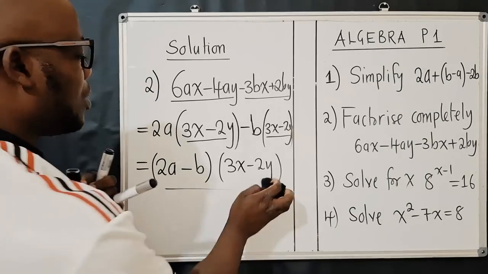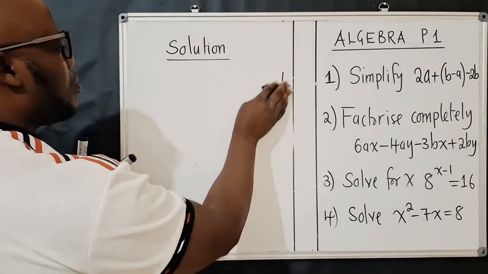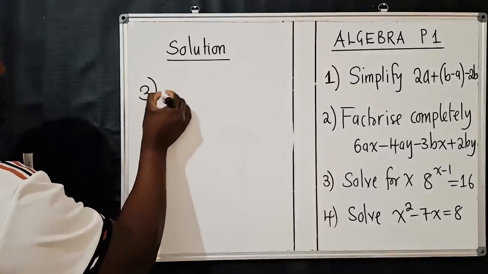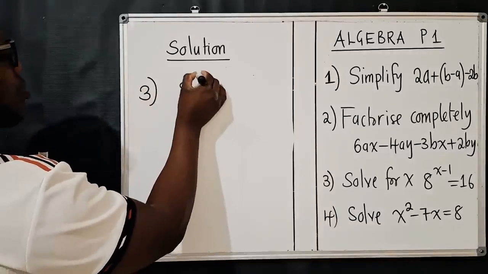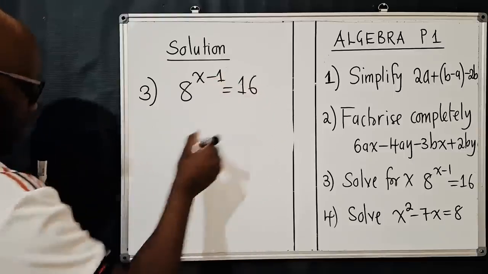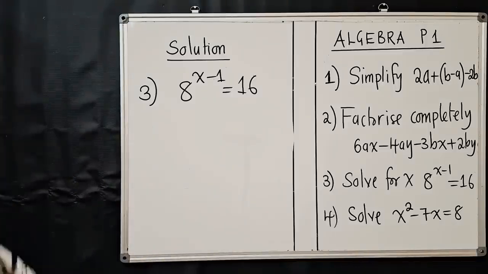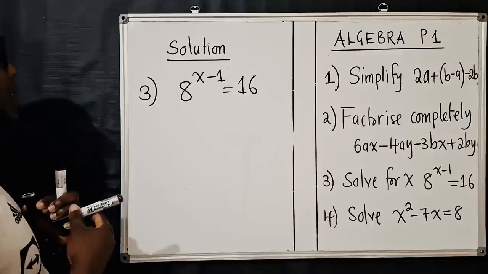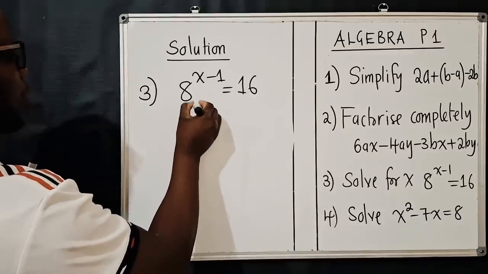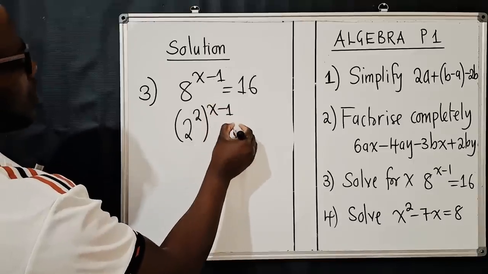So for question number 3, let's clean up here. Question number 3. So for question number 3, we've got 8 power x minus 1 is equal to 16. So right here, what we need to do is to just balance the bases, okay? So we balance the bases. We've got 2 power 3, like that. The laws of indices.